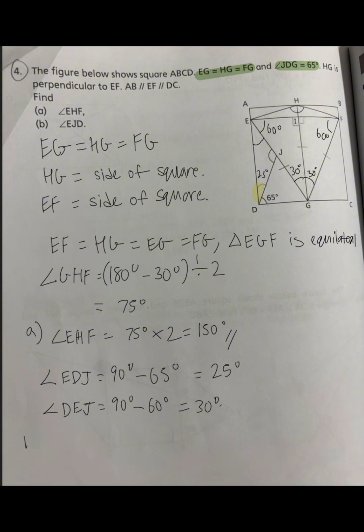And so for part B, angle EJD is simply 180 degrees, the angle sum of a triangle, minus 30 degrees minus 25 degrees. So 150 minus 25 degrees is 125 degrees. And that is how you solve this problem.